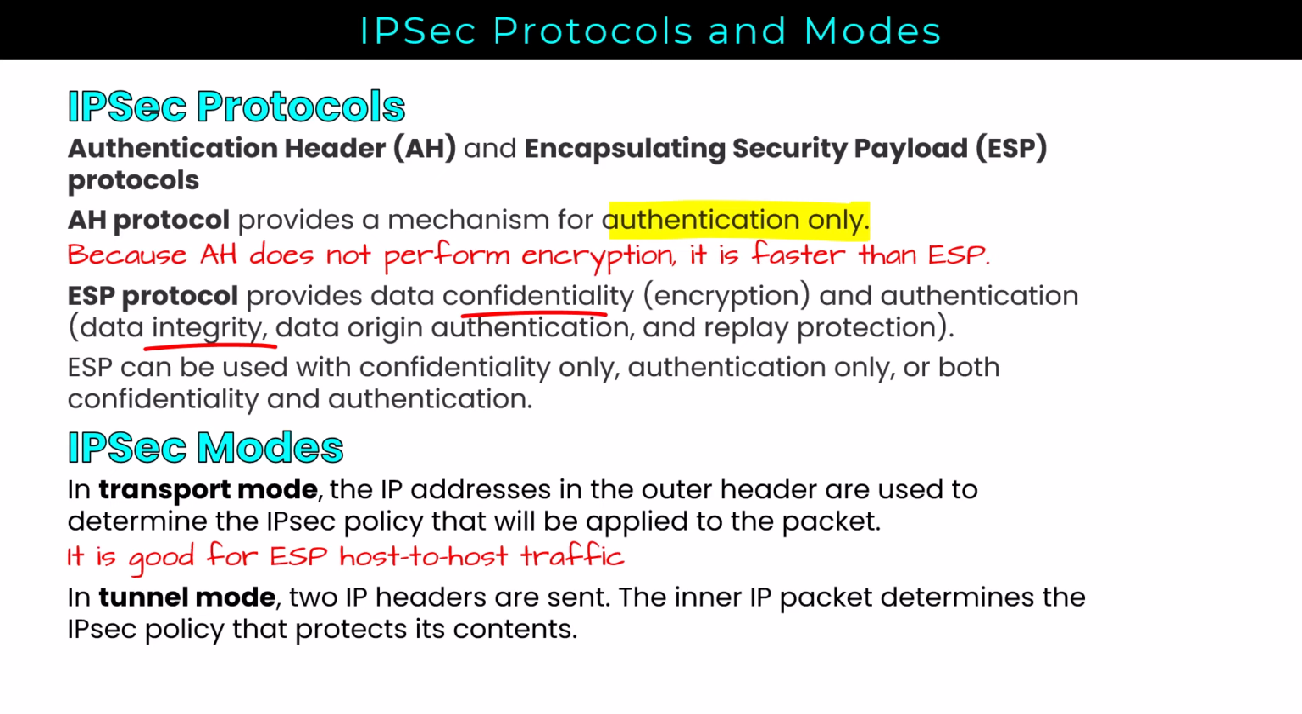And in tunnel mode, 2 IP headers are sent. The inner IP packet determines the IPsec policy that protects its content. This is good for VPNs and for gateway-to-gateway security. That's the hybrid cloud site-to-site VPN scenario I mentioned.